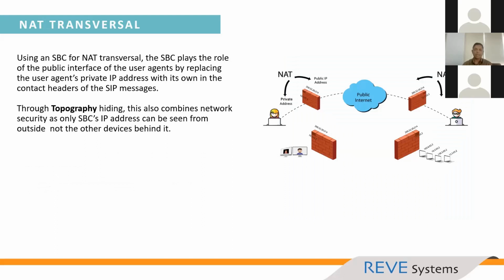Then the NAT traversal, as we already talked in the topology hiding, that we are creating a new session. We are changing the header information. We are changing the IP information for the origination. We are changing the IP for the termination. We are creating a new session for the termination.